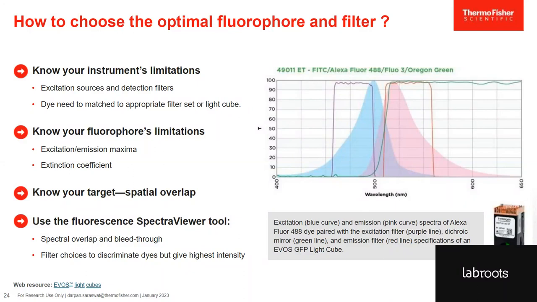So for our EVOS microscope, we suggest the GFP light cube shown in the bottom right. Why do we suggest the GFP light cube? As you can see, that light cube's excitation bandwidth shown in purple and emission bandwidth shown in red beautifully overlap with the Alexa Fluor 488 excitation and emission curves. So you can use the GFP light cube confidently with your Alexa Fluor 488 dye.